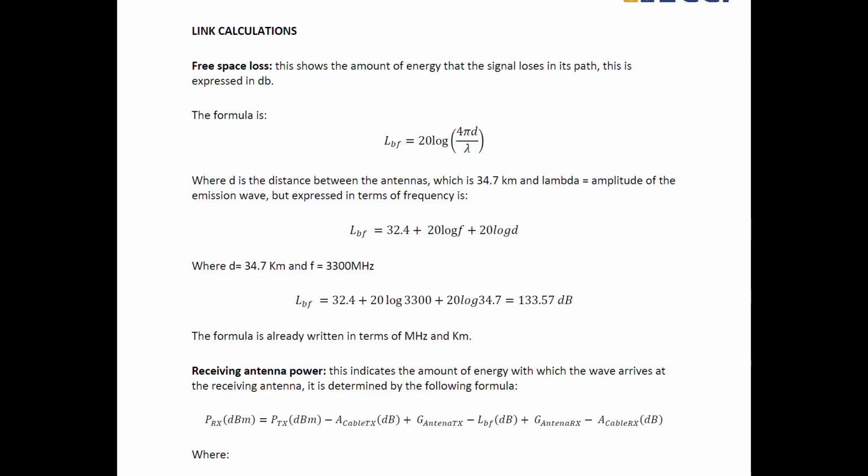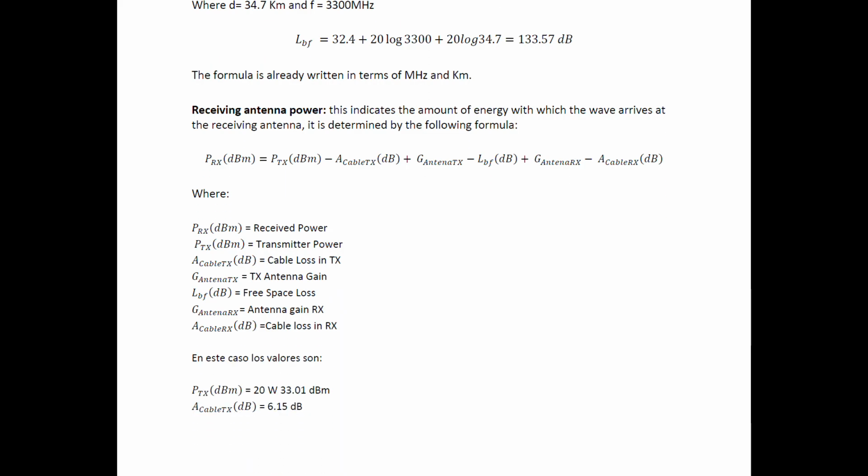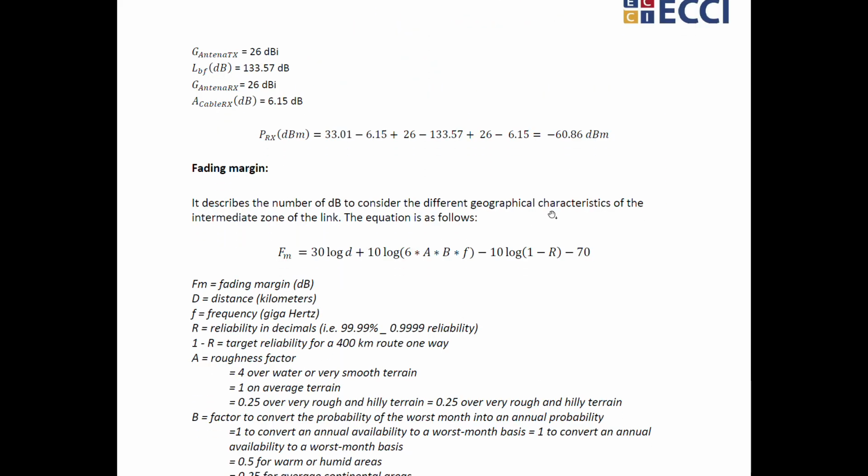The receiving antenna power indicates the amount of energy with which the wave arrives at the receiving antenna. It is determined by the following formula. We have the formula here, and the result is minus 60.86 dBm.